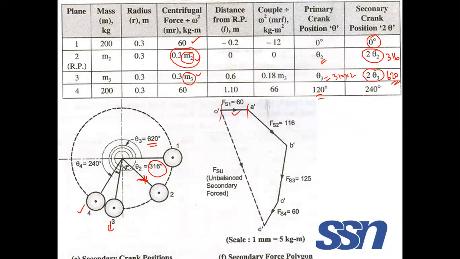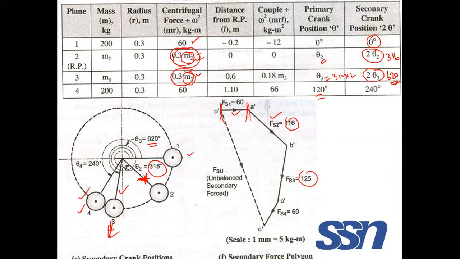Now we have drawn the secondary force for the first cylinder. Now you take the second one. 0.3 into M2, put. You will get some value. It is 116. This is the direction, so along the direction you draw. Now the third one, it is 620. That is this direction. You multiply with M3, you get the value. That will be 125. You draw in this direction.